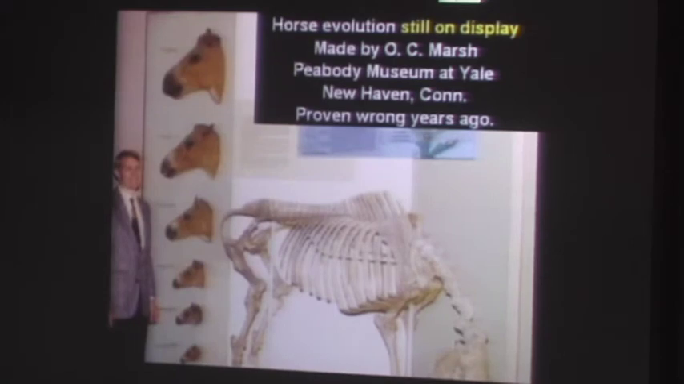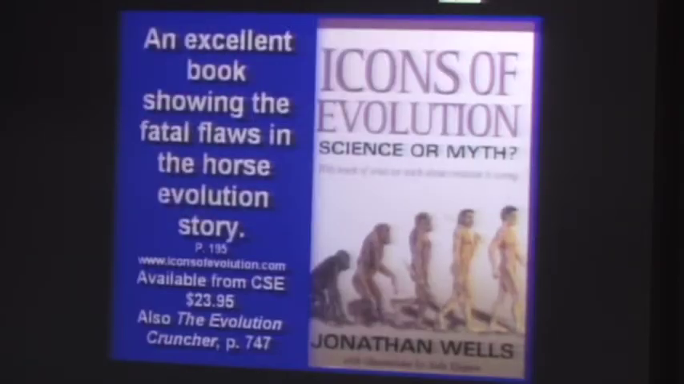Get more on the horse evolution in the book Icons of Evolution. Just because you can arrange animals in order, that doesn't prove anything. Even if you find them buried in a certain order, that doesn't prove anything. If I get buried on top of a hamster, does that prove he's my grandpa?